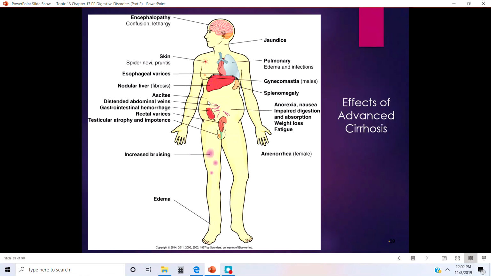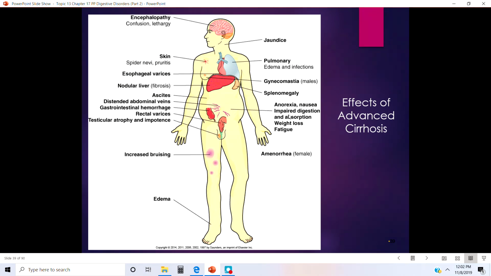We'll have the ascites, distended abdominal veins. Like I said before, when you look at your belly, if you look at your stomach, you don't see the veins on your abdomen in your skin. In these individuals, you would see the veins all over the place. They just drew it a little bit here, right? You'll see it all over the place. You can have rectal varices also, not just esophageal varices. These would be like hemorrhoids. Testicular atrophy and impotence, right, this is related to hormones, increased bruising, the edema, right, the swelling in the legs, that type of thing. Females actually will have amenorrhea. They lose their menstrual cycle.